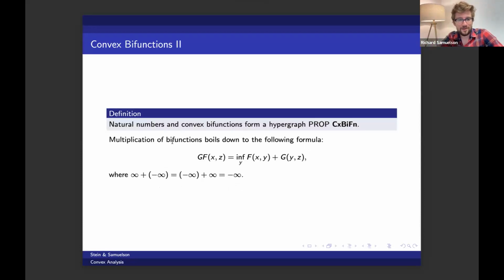You can also think about multiplication in terms of this formula. And this is an equivalent definition. And I think this is the definition that Rockafellar actually gives, where the product of the bifunctions is you take their sum and then you infimize over the middle variable using this sort of tricky logic involving positive and negative infinities. And if you take this as a definition of composition, you can form a category of natural numbers and convex bifunctions. And this is also a hypergraph category. And we call it CXBIFN.